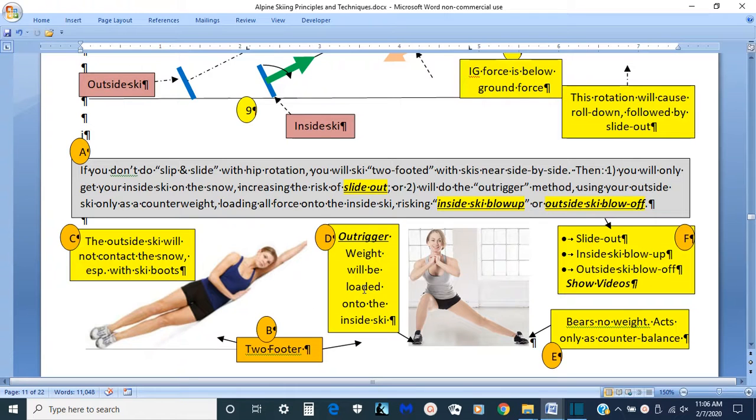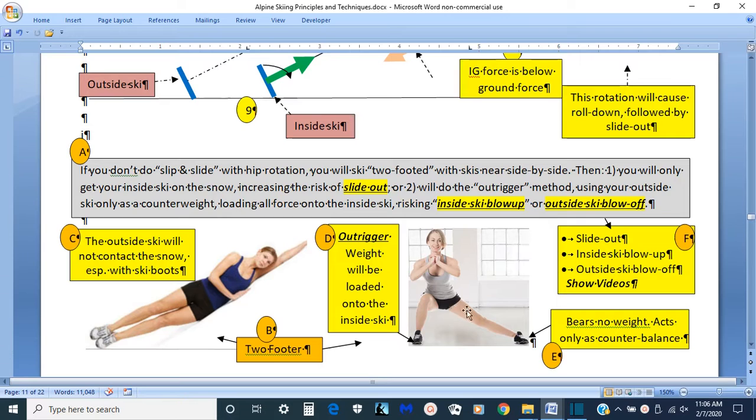But another thing that skiers often do, when they don't have enough counter rotation, is what's called the outrigger. This is, again, an exercise, but it's kind of the idea here. When you do the outrigger, this is the inside ski. Here's the outside ski. The outside ski is really carrying no weight. It's more like a counterweight, for counterbalance, but it's not holding weight. All the weight's loaded up here on the inside ski, and when you do this, you run a risk of inside ski blow up, where this ski grips too hard with all your weight on it. When it grips, boom, it's going to blow you around in a turn, throw you around. Your knee's going to probably hit your chin.